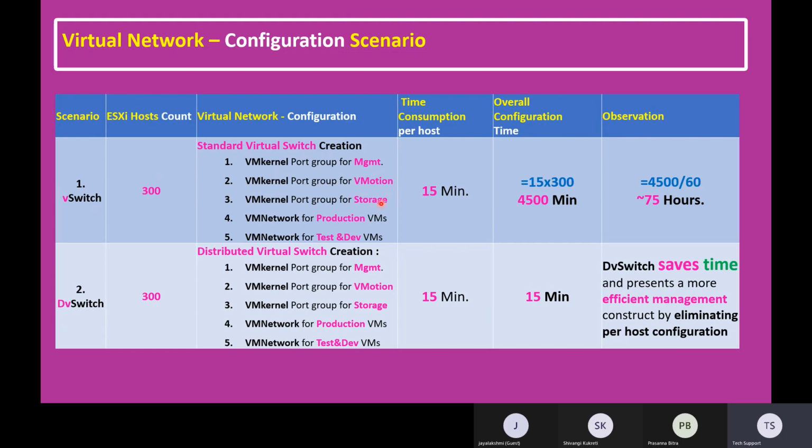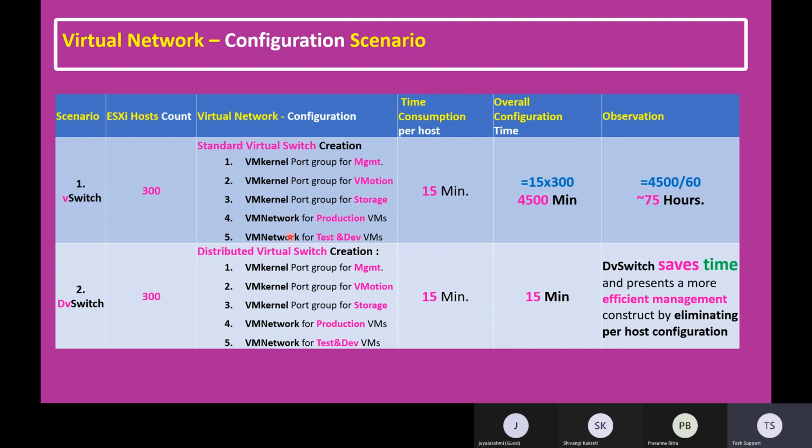for storage access. In our previous sessions, during the storage session, we observed how to create a VMkernel port group. If you want to access ESXi SAN storage or NFS storage, we have to create one VMkernel port group. And also we require VM network port groups. I created two VM network port groups here. One is for production VMs, and one VM network port group is for test and development VMs.